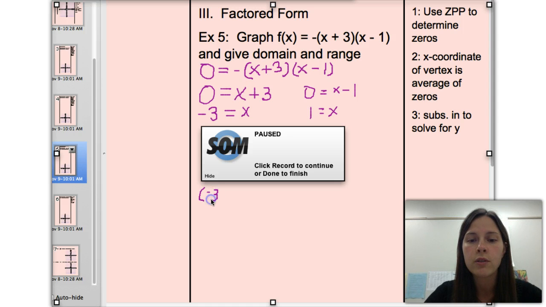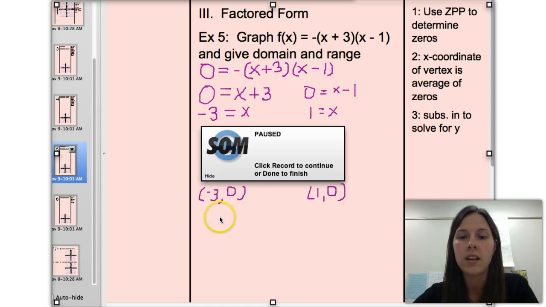I'm seeing a few students who are getting their x and y intercepts mixed up. So if you write them as ordered pairs, that we solved and got -3 for x, or 1 for x, and we started by substituting 0 for y, then you'll hopefully be better able to graph those, or more accurately graph those. The next piece is how to find the vertex.